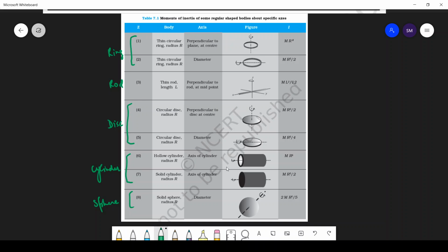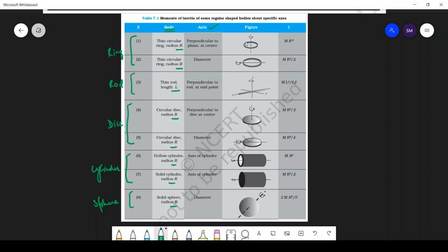Of course, we have the moment of inertia of each and every body, but right now we are dealing with only these five solid figures. All of them are regular figures, right? So in case of the ring, if we are rotating the ring, one variable is given to you, that is radius, capital R, and length is L, circular radius capital R. So there is nothing to be remembered in this column.